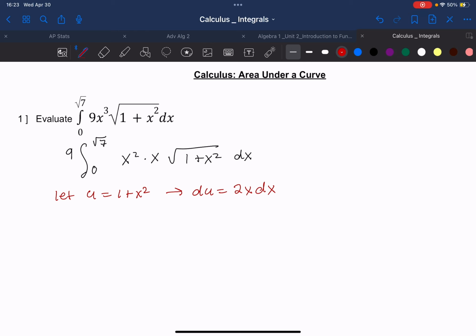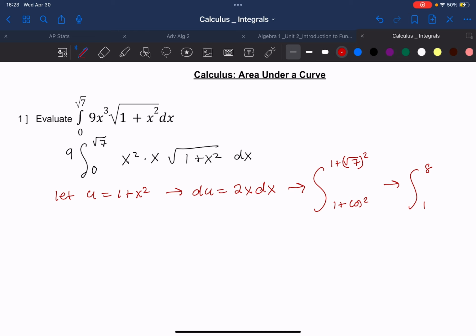And then from here, I want to make sure that I'm changing my limits on my integral to correlate with my u substitution. So since I'm saying that u is equal to 1 plus x squared, I am going to have 1 plus 0 squared on the bottom and then 1 plus square root of 7 squared on the top, which means my integral is now from 1 to 8. Okay.